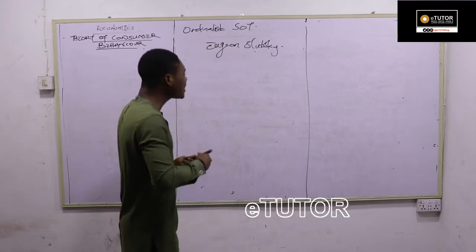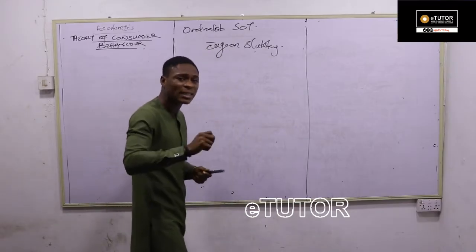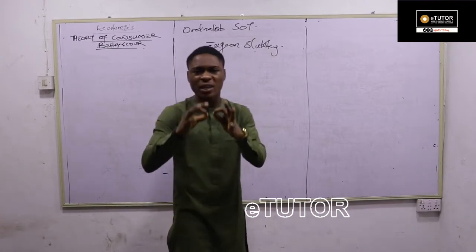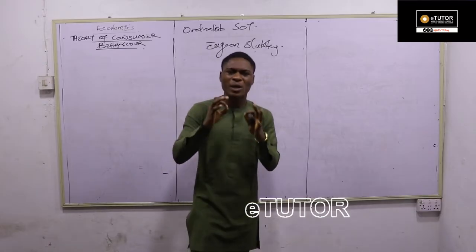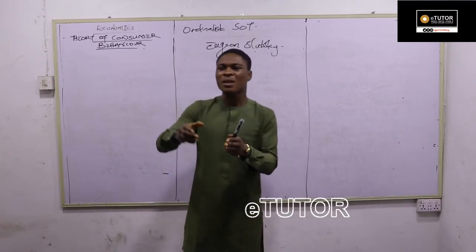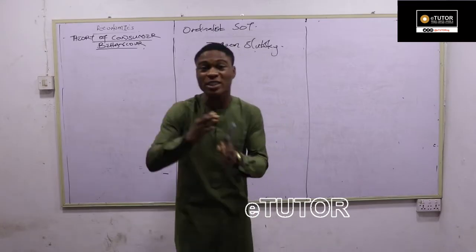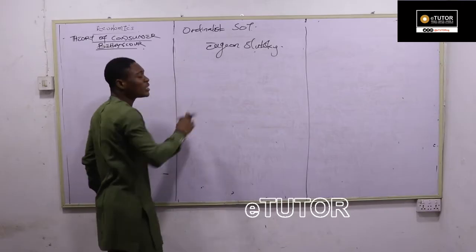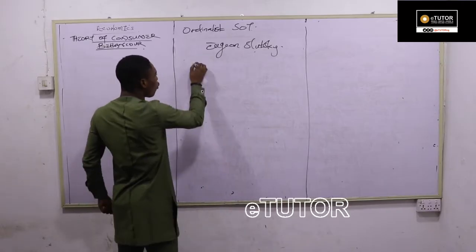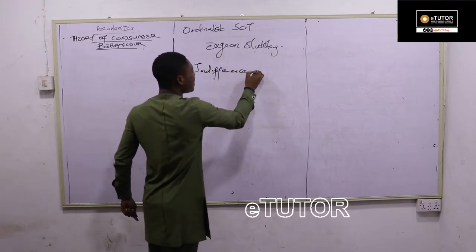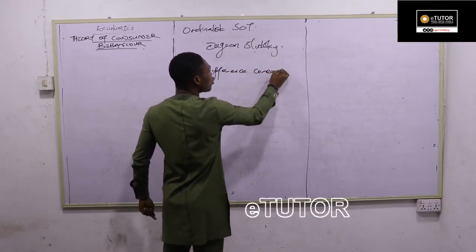Now, despite the fact that it countered the assumption of the cardinalist, if you look at it clearly, we are going to realize that they are still saying the same thing, just that the approach to the ascertainment of consumer satisfaction is different. Now look, they are called the indifference curve theory. So what is an indifference curve? The first question that should come to your mind is, what is an indifference curve?